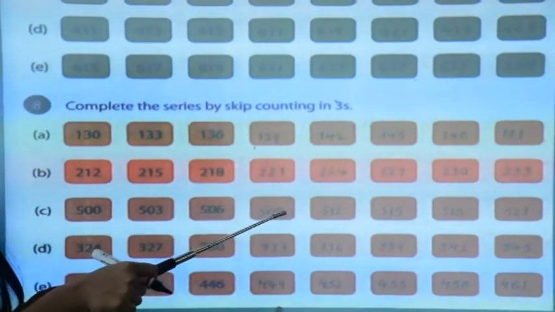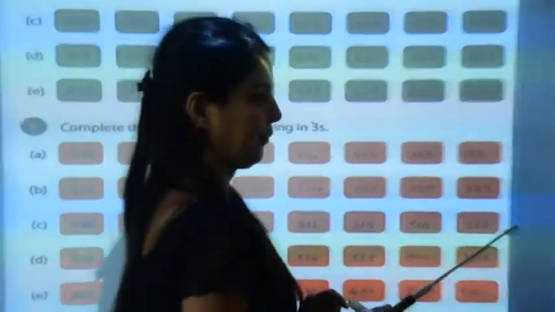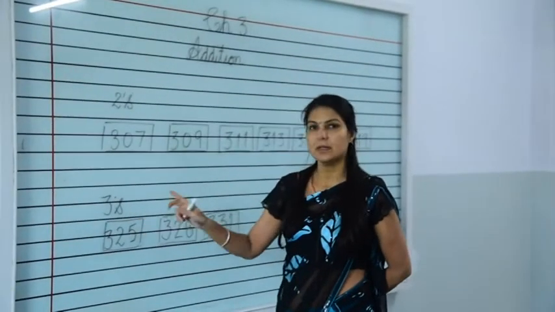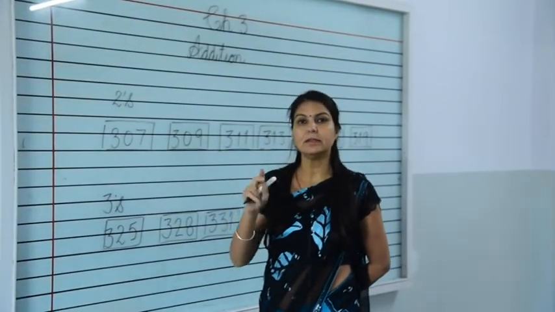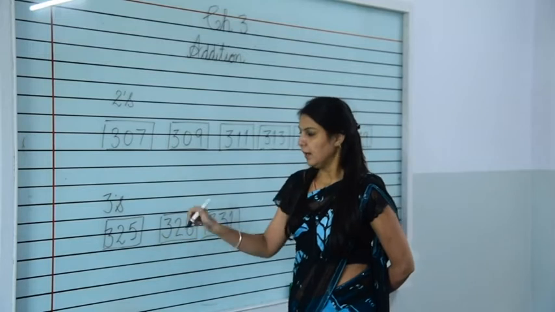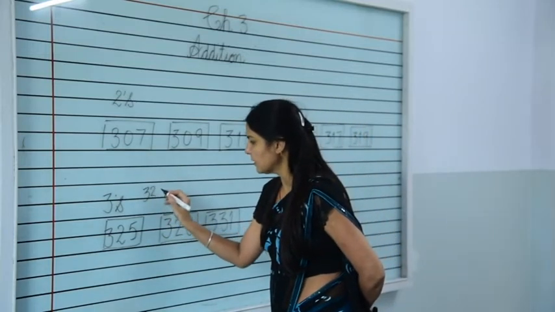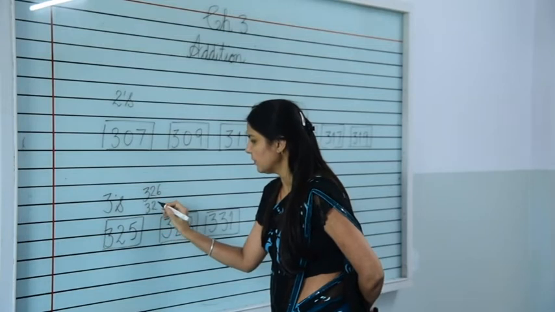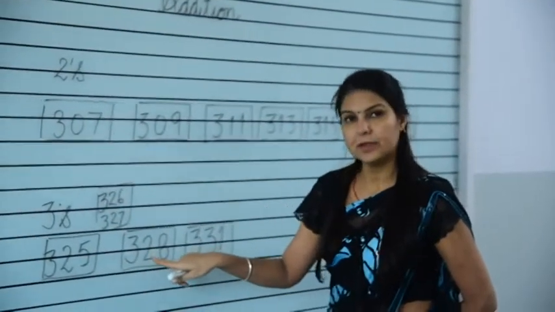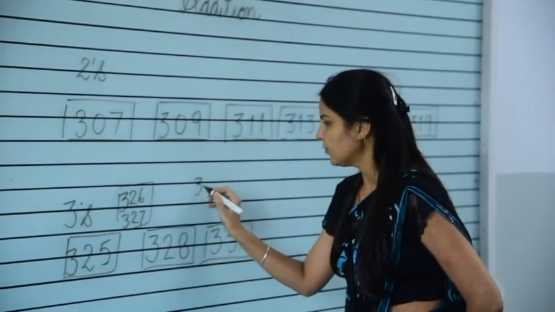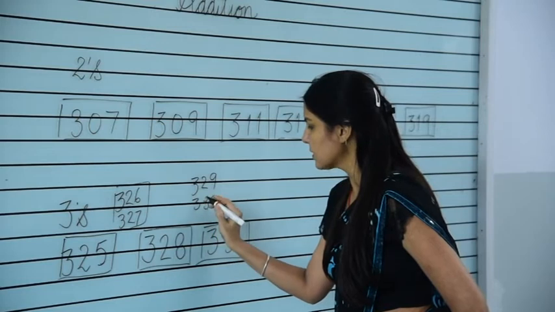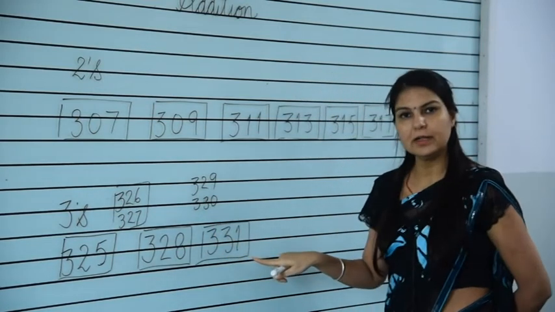So let's move on to the board. We will see an example of this sum. Just remember that when we are skip counting by threes, we will skip 2 numbers and we will write the third number. 325 is written and 326 and 327, these two numbers are skipped and 328 is written. After 328, 329 and 330, these two numbers are skipped and 331 is written.